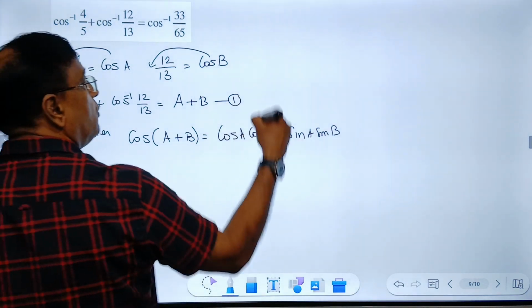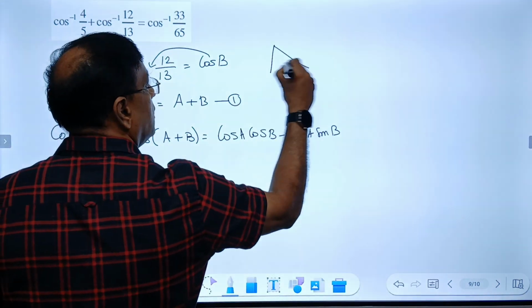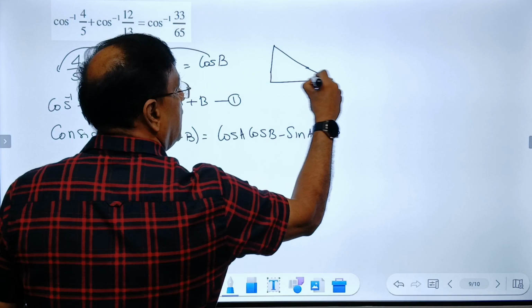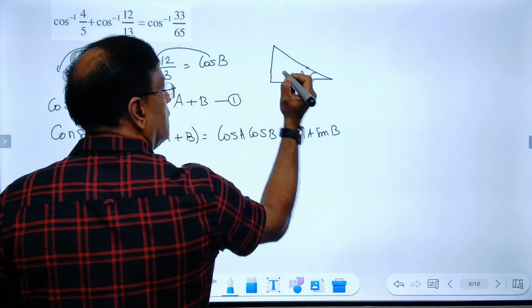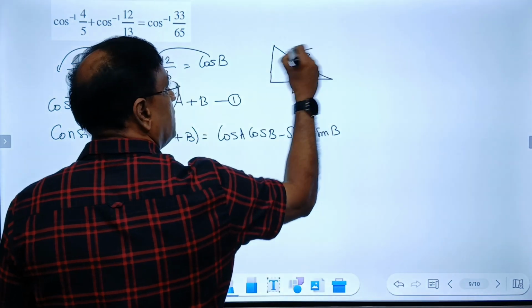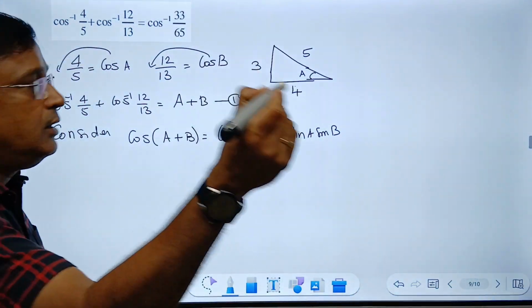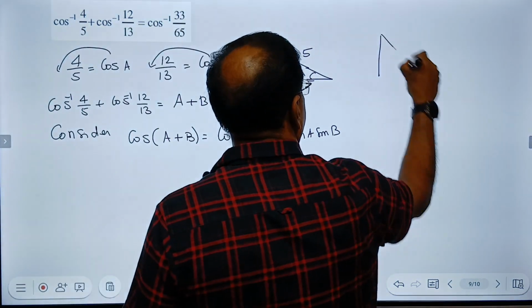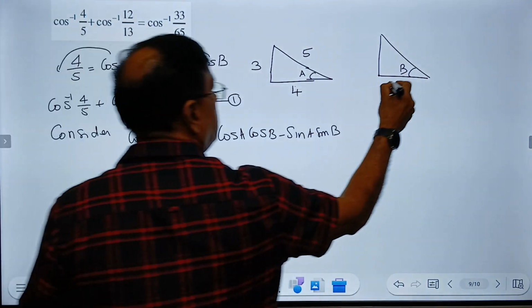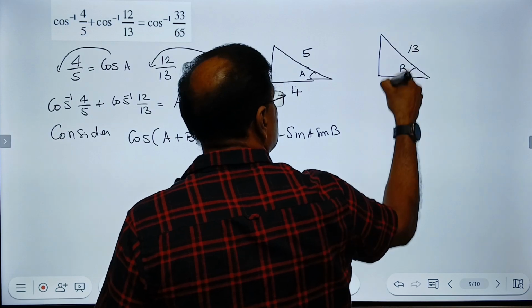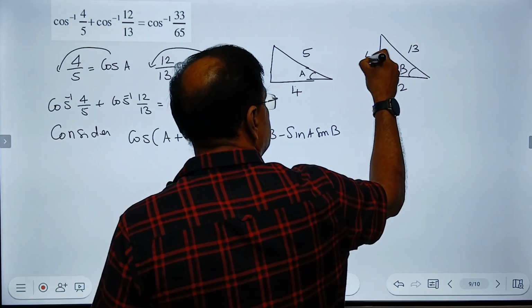Now, before we go to this, draw the triangle. So what is this? Angle A. Cos A is adjacent by hypotenuse. By Pythagoras theorem, you get 3 here. Again, you take another triangle and mark the angle as B, and it is 12 by 13. It's again cos, right? So adjacent by hypotenuse, so therefore this will be 5.